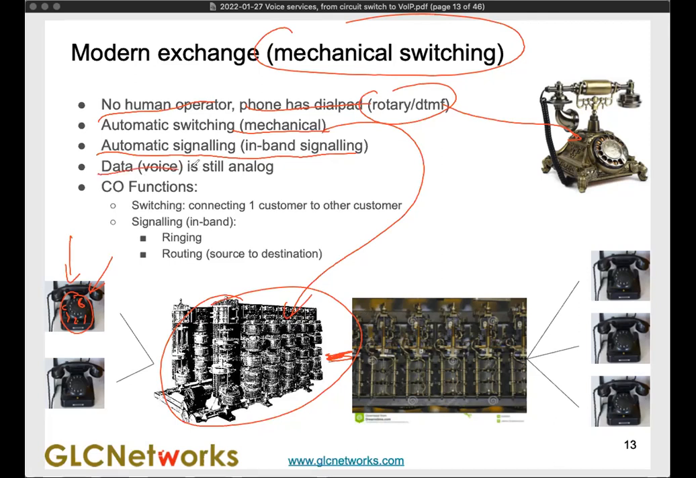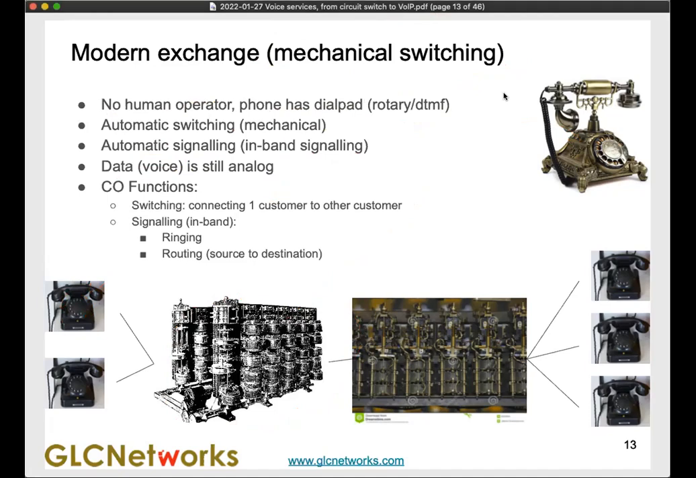The data, when we talk data here, actually it's the voice. You cannot send SMS. There is no SMS, there is no email, there is no MP3, there is nothing. It's just voice. But there is a computer at the time. Yes, that's true, but it's a very, very old computer. We still use floppy disks, if you still understand that. I'm very old now, because I experienced those technologies. So that's what happened in the modern exchange.